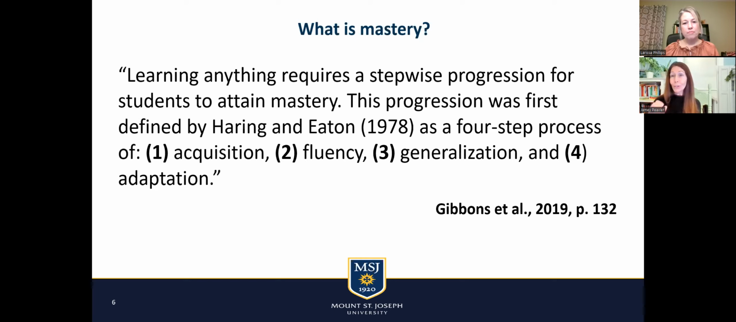And so most students don't jump from being automatic with something to applying it outside of the context. So that's part of our job, is to help them see how to generalize. But again, that's not mastery yet. It's not until they get to adaptation that they have truly mastered something. And so adaptation is a much more advanced skill.